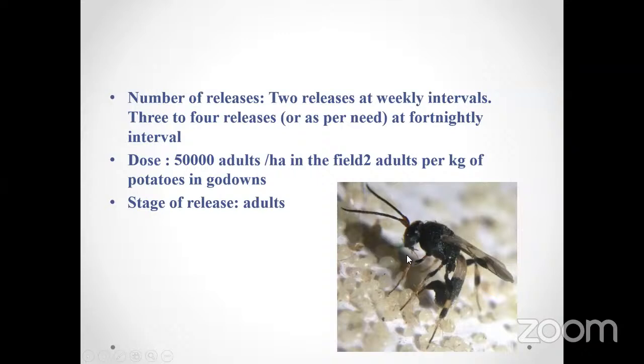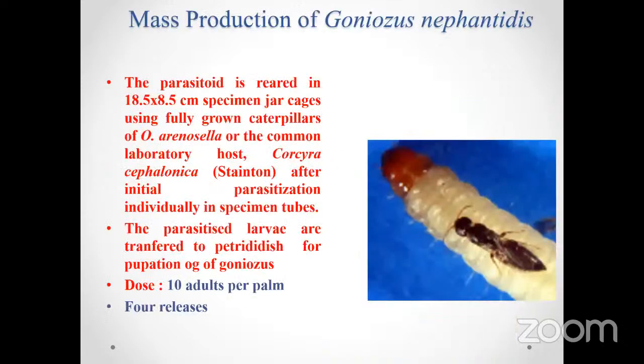This is used for management of pink bollworm, and it can be used for management of brinjal fruit and shoot borer. Two releases are done at a weekly interval, or 3 to 4 releases can also be done based on need. Mostly 50,000 adults per hectare is the recommended dose. It can also be used for management of potato tuber moth in godowns, where 2 adults per kg of potatoes are released. So this Chelonus blackburni we release in the adult stage.